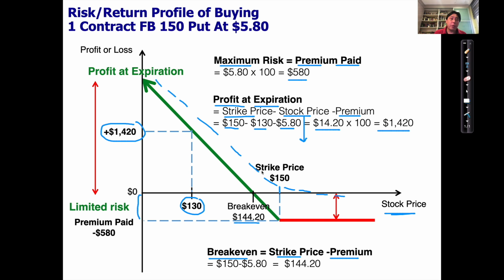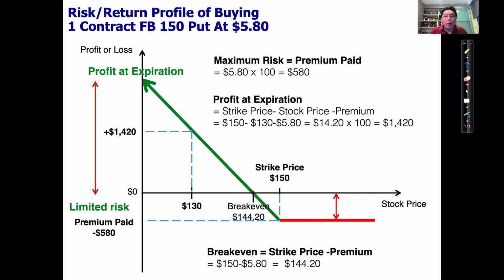Because before expiration, the put option has what is known as time value or extrinsic value. So if you sell the option earlier, you actually make more money than what you see on this green line. And if you sell the option earlier, your break-even price would actually be higher than it would be at expiration.